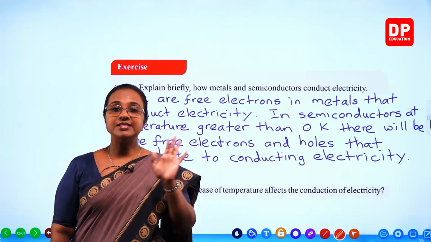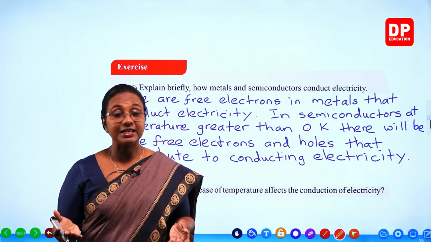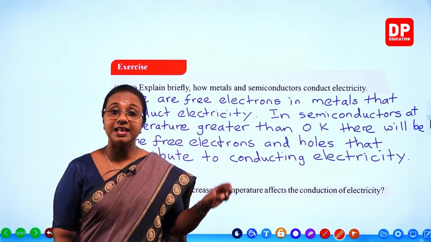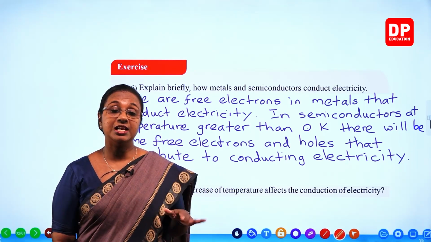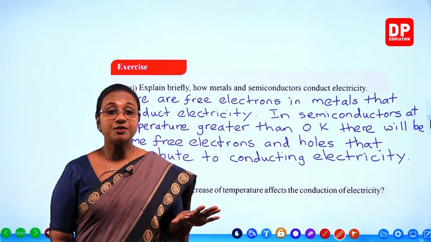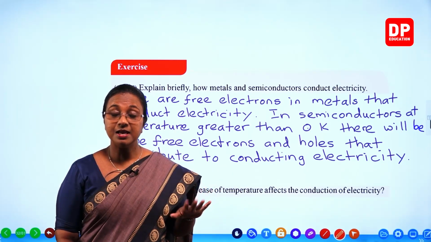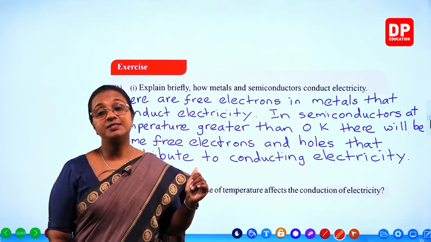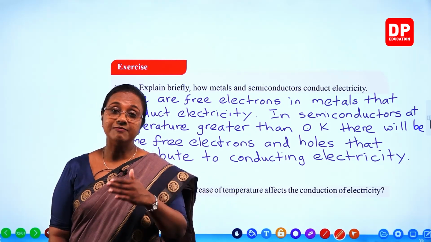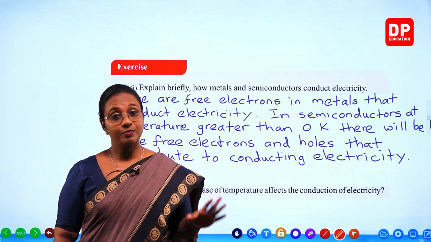So you all know, students, in metals, normally in the metallic lattice structure, the loosely bound electrons, that are the electrons from the valence shell, tend to come out of the atom. Because of that, there are many free electrons and they can move randomly, but when a potential difference is supplied, the electrons start moving in one particular direction. Because of that, they can conduct electricity well.